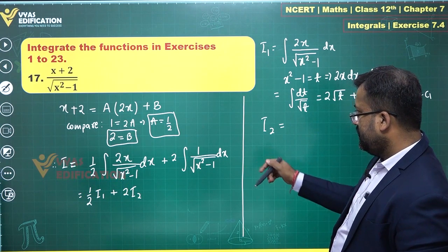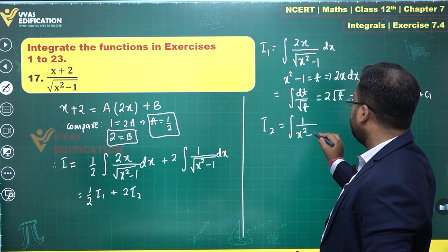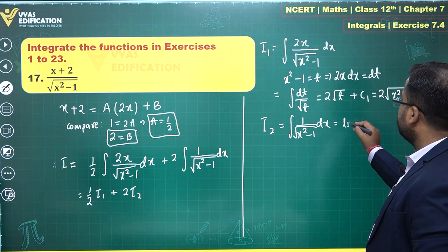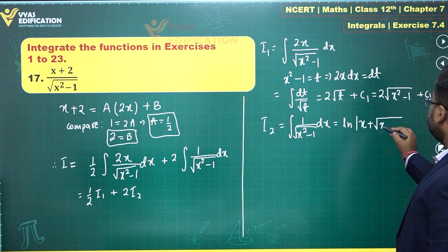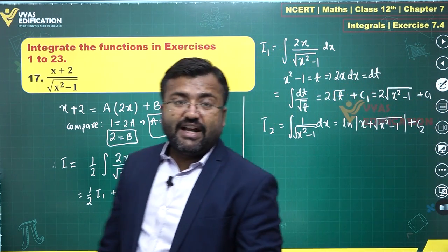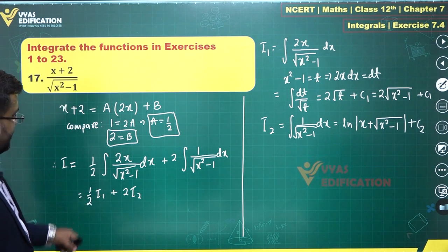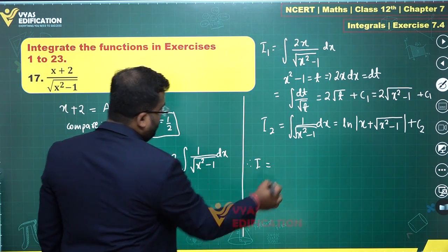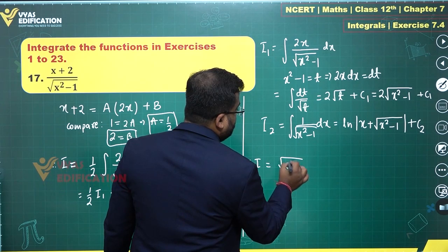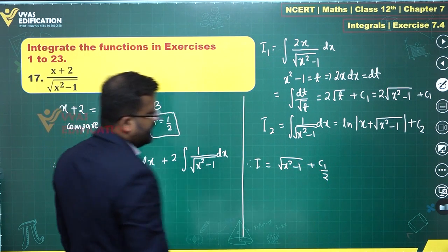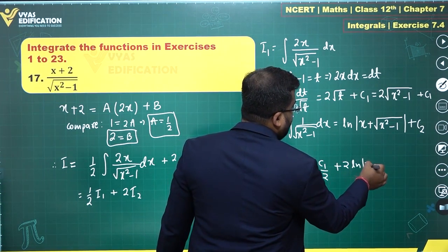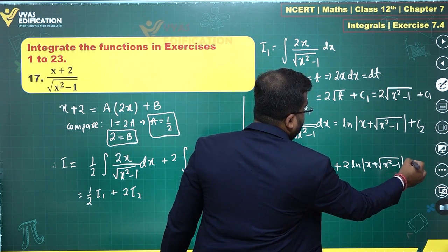That's one thing. What about I2? I2 is equal to integral of 1 upon under root of x square minus 1 dx, and this is a direct formula. This is x square minus a square under the root. That makes it ln mod of x plus under root of x square minus 1, modulus, plus some other constant of integration c2. So once we have found I1 and I2, now we can write I in terms of these. Therefore, I will be equal to half times I1, so that is under root of x square minus 1 plus c1 by 2. Plus 2 times I2, so plus 2 times ln mod of x plus under root of x square minus 1 plus 2 c2.